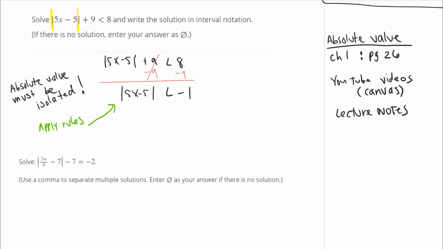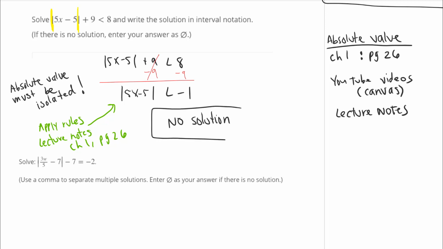And remember, the rules you can find in the lecture notes, chapter 1, page 26. And this particular rule, if you look at it, tells me that I'm going to have no solution. The absolute value cannot be less than a negative number because that distance can never be negative. So again, just go to the videos or those lecture notes and you can see that.